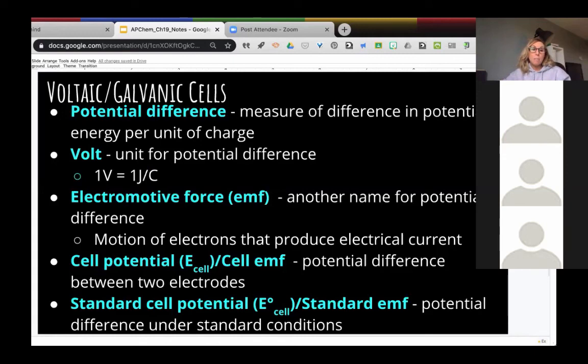So cell potential is what we call the E cell. This is the difference between those two electrodes. The standard EMF is the potential difference under standard conditions. Just like in the last chapter where we had standard conditions for G and H, there are also standard conditions for E cell, or cell potential, and we'll talk about those as we move forward.